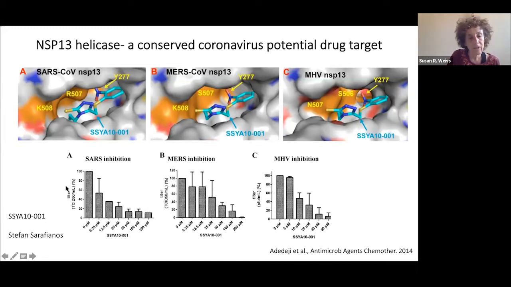And as you can see here, we're plotting viral replication on the y-axis as a function of drug concentration. And in each case, the virus replication is inhibited by increasing concentrations of the drug. So here's just one compound that can inhibit the helicase of each one of these coronaviruses. So this is, I think, a really important approach going forward if we're going to be prepared for future coronavirus pandemics or epidemics, or even any kind of viruses. So this would theoretically work probably against all coronaviruses.